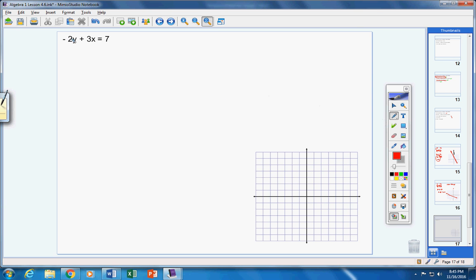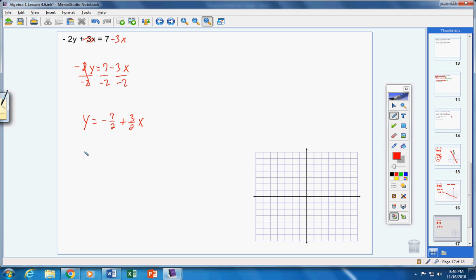Let's graph this linear equation using the slope-intercept method. Step 1, we are going to get y by itself. So bring the 3x over and make it a negative 3x. Now I have negative 2y equals 7 minus 3x. Now divide everything by negative 2. Alright, these cancel and I'm left with a positive over a negative is negative. A negative over a negative is positive.